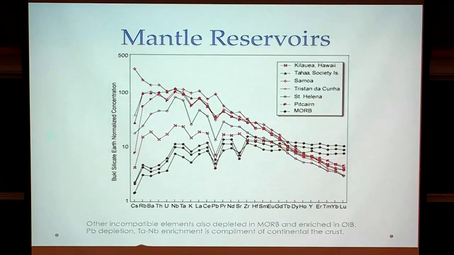Okay, now this is just more of the same. Now we show it with extended rare earth diagrams. Generally, the oceanic island basalts are enriched in these incompatible elements, mid-ocean ridge basalts depleted in incompatible elements.